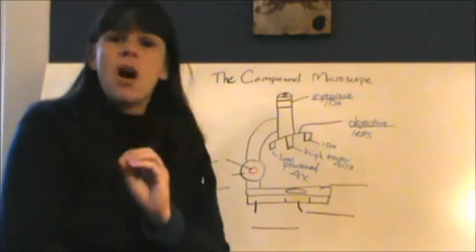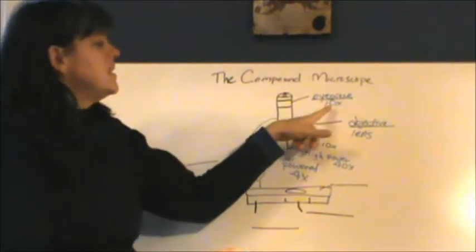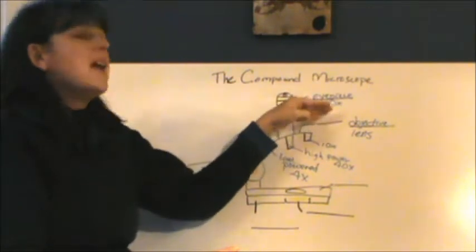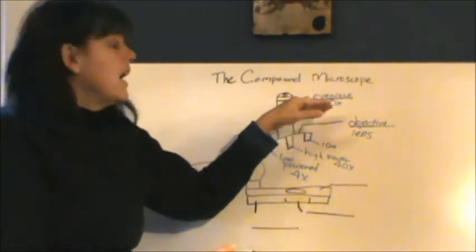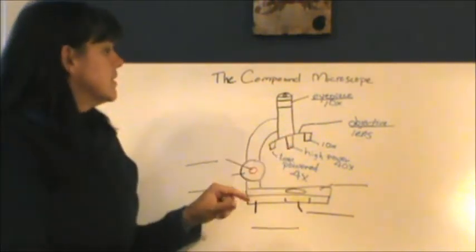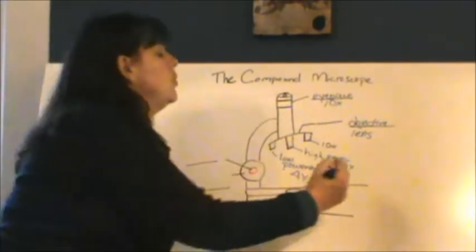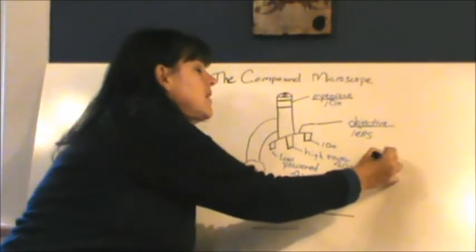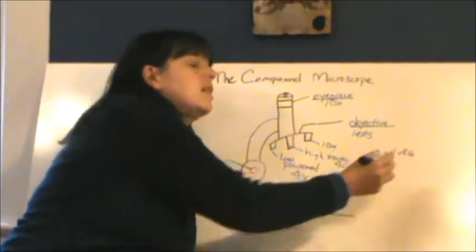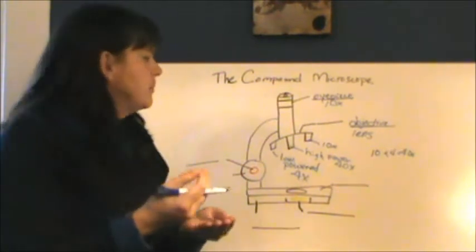However, remember I said it's compound. Well, since it's compound, what that means is the 10 times magnification you get from the eyepiece has a multiplicative effect with one of the objective lenses. So for instance, if you're looking through the low-powered lens, through the eyepiece, you are actually seeing something that is 10 times 4, or 40 times greater than its actual size. So you're able to see that level of detail.